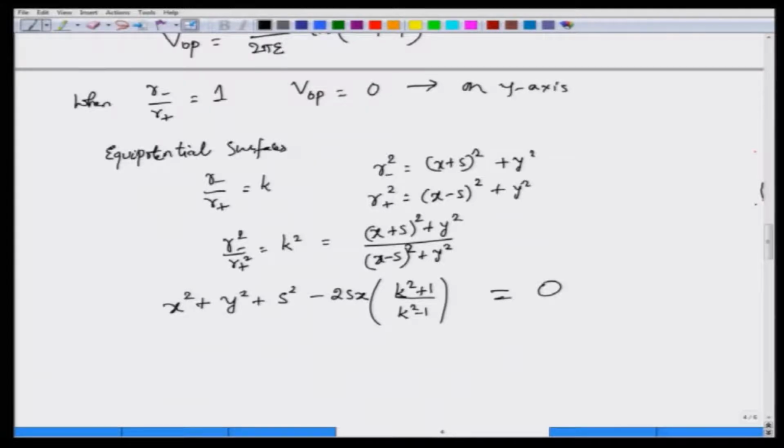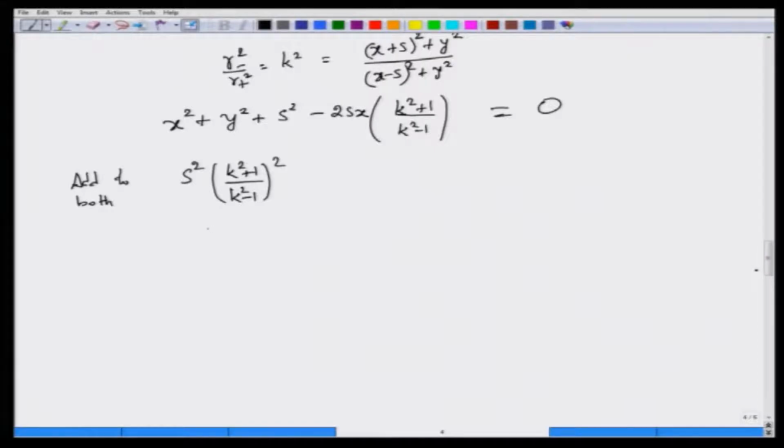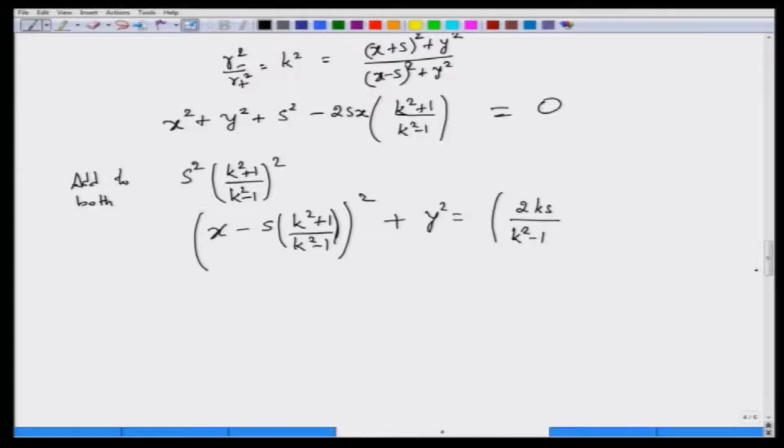Okay. I can rearrange this equation, or sorry, I can complete the square for this equation, and to complete the square I need to add to both sides this s square into k square plus 1 by k square minus 1 whole square. Why? Because this is looking like x square plus s square minus 2 sx multiplied by some quantity. Okay. So, if I take this quantity squared times s square, I will actually be able to simplify this equation. So, if I add this quantity to both sides and simplify the resulting equation, you can see that this would be equal to x minus s times k square plus 1 divided by k square minus 1, whole square, plus y square is equal to 2 k s by k square minus 1, whole square.